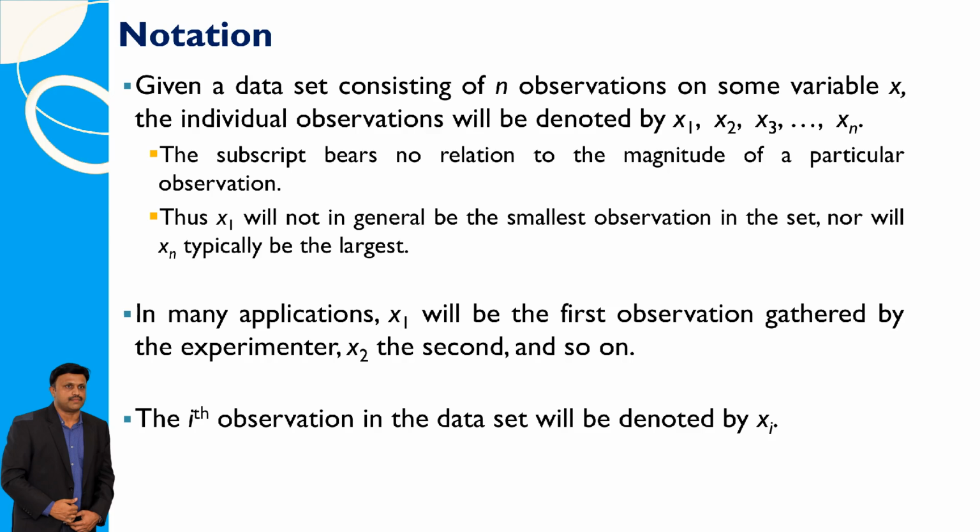In a data set with n observations of a variable x, the individual observations are represented as x1, x2, x3, ..., xn. The subscript does not indicate the size or magnitude of the observations. Hence, x1 is not necessarily the smallest and xn is not typically the largest observation.